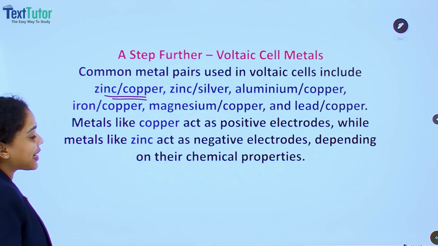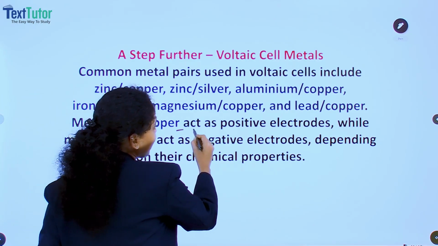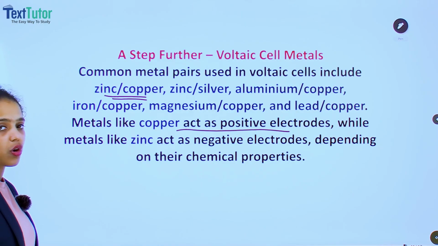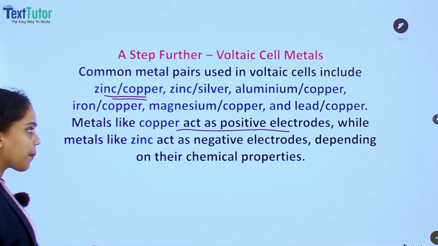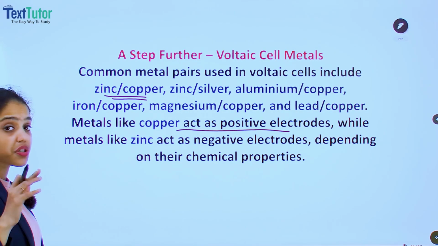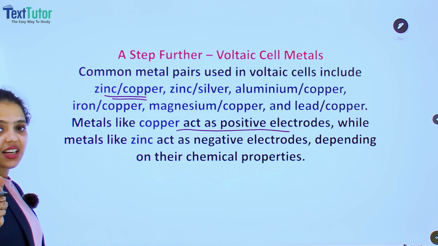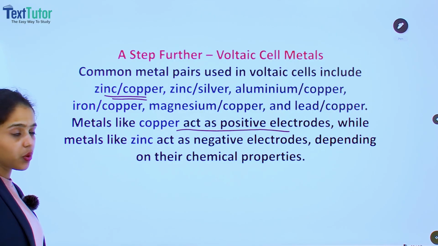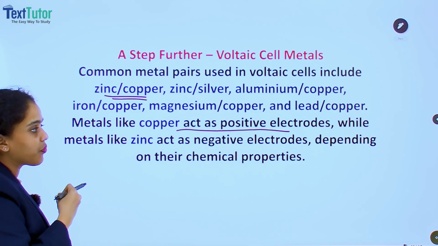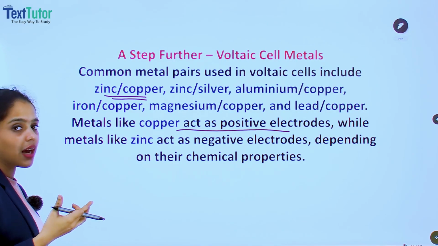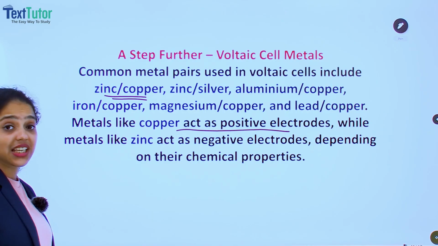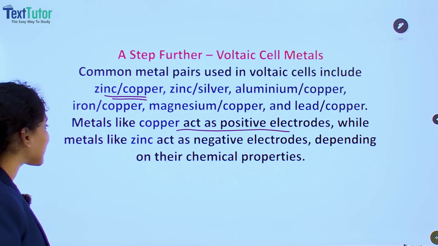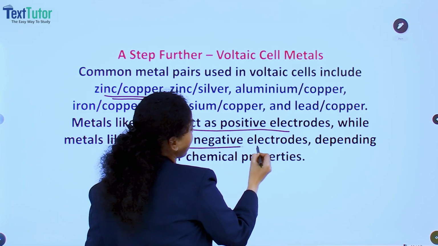Metal like copper acts as the positive electrode. So the electric current flows from copper to the other metal, if copper is the positive electrode. Okay. While metal like zinc acts as the negative electrode.